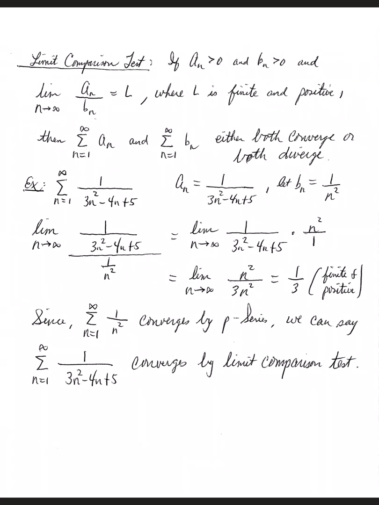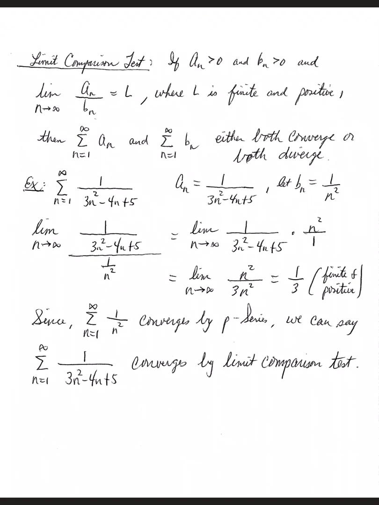Let's look at an example, the sum from 1 to infinity of 1 over 3n squared minus 4n plus 5. I'm going to pick a sub n to be the original term from the series. I'm going to pick one using dominant terms. n squared is the dominant term, so the one I'm going to compare is 1 over n squared.